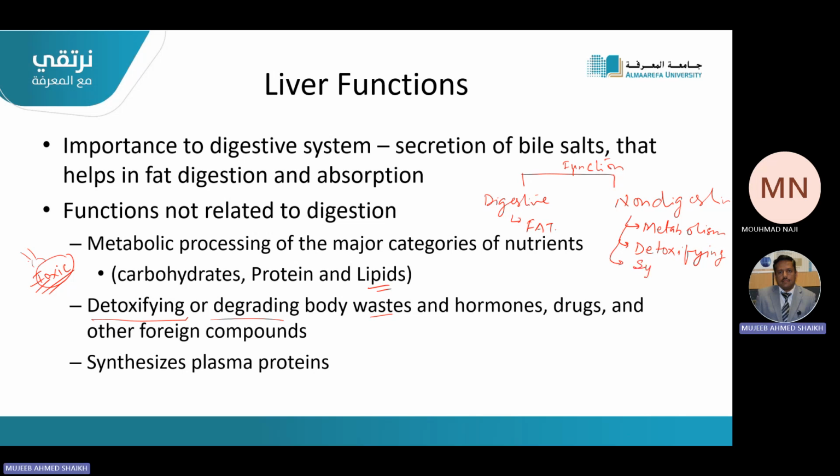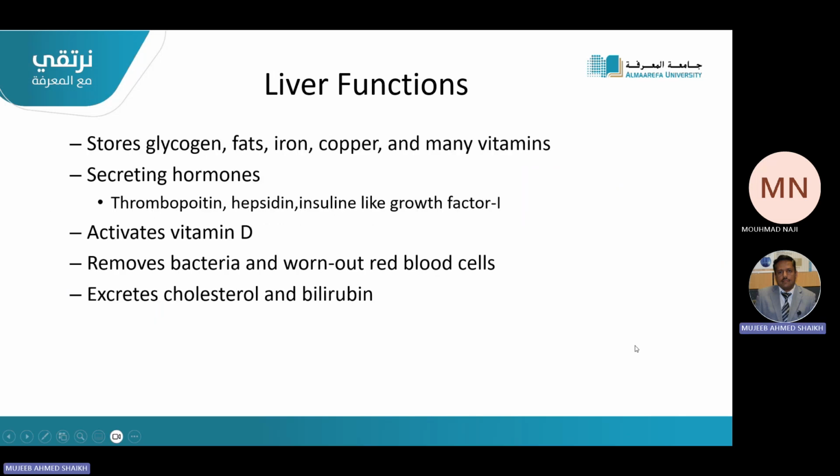Also, it has functions related to synthesis. What does it synthesize? It synthesizes proteins, plasma proteins. You have heard about plasma proteins in the hemato-immune block. Albumin, globulin, fibrinogen are the major ones, but even smaller amounts of different types of plasma proteins are synthesized in the liver. So the liver is a factory for synthesis of plasma protein.